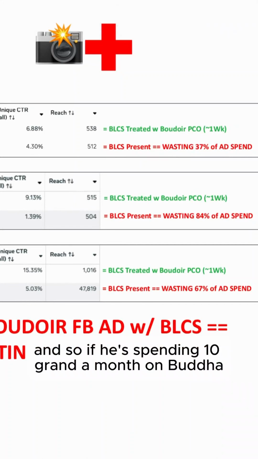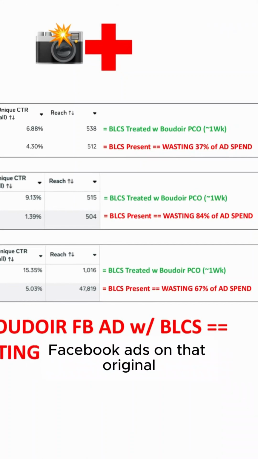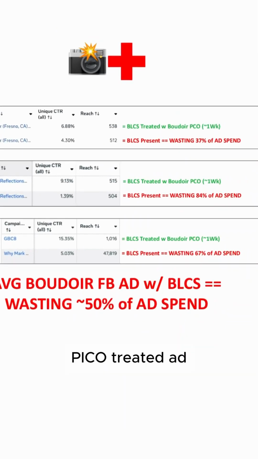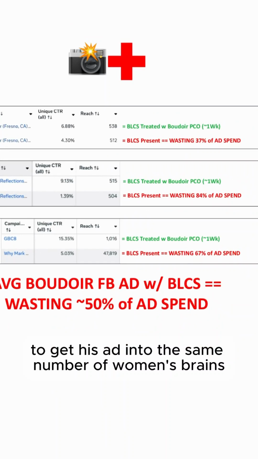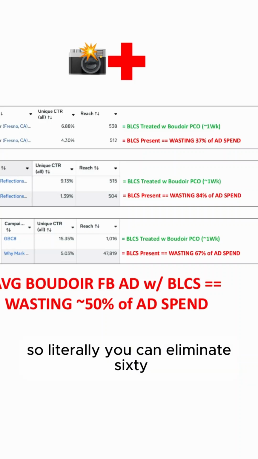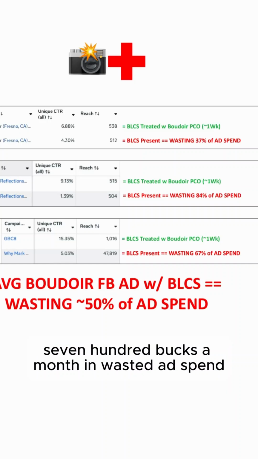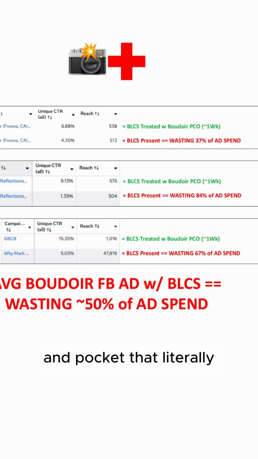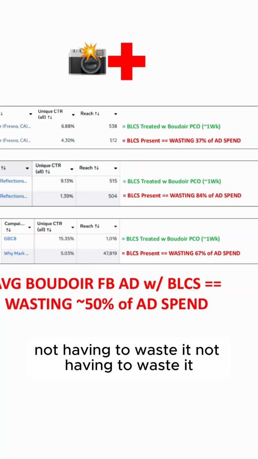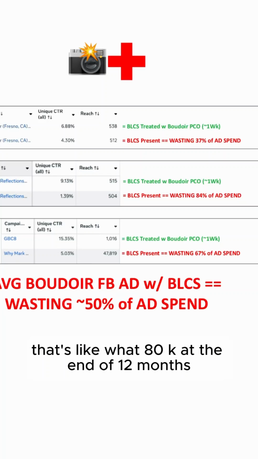And so if he's spending 10 grand a month on boudoir Facebook ads on that original, he now only has to spend 3,300 bucks a month on the boudoir Pico treated ad to get his ad into the same number of women's brains in both scenarios. So literally he can eliminate 6,700 bucks a month in wasted ad spend and pocket that, a phantom bonus every single month because he's not having to waste it. That's like what, 80K at the end of 12 months?